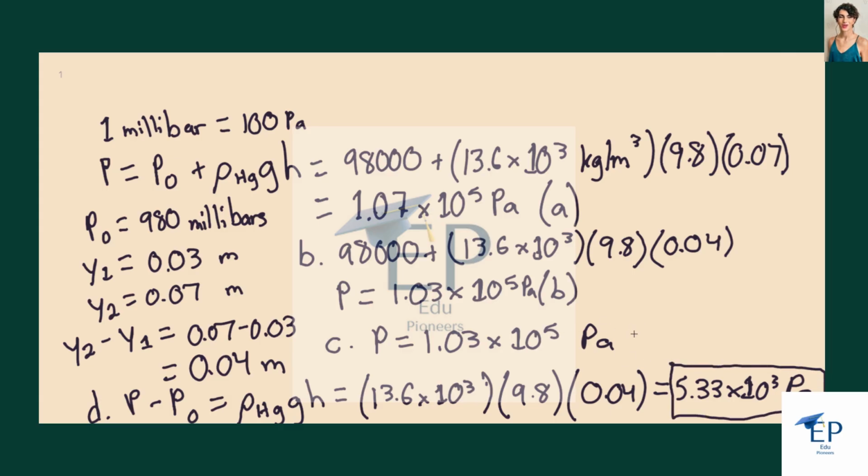This is the absolute pressure. C is the absolute pressure of the gas in the container. B is the absolute pressure at a depth of 4 centimeters. And then part A is the pressure at the bottom of this manometer.